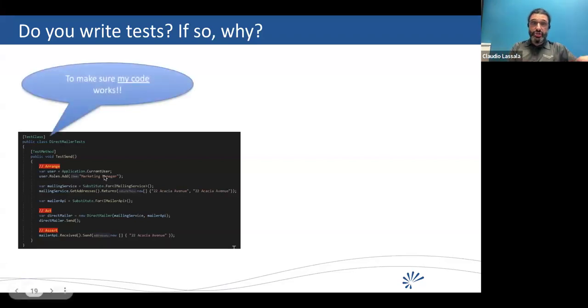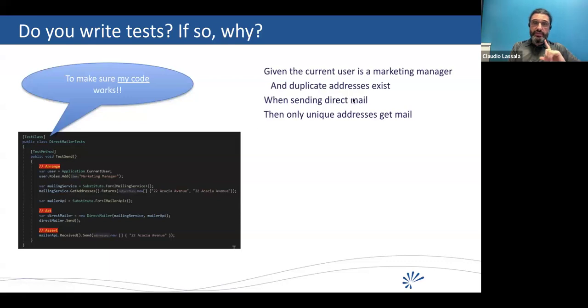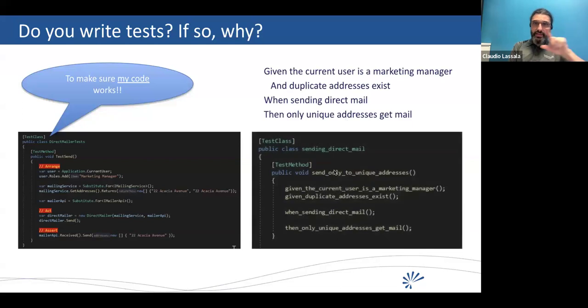Like all the braces and the semicolons and all that, it's kind of fuzzy. Well, that test has come from that acceptance criteria, so why not write the test with that same format? On the right here, it's still the same test, right? Given the current user is a marketing manager, duplicate addresses exist. The actual implementation of the test is further down in that file. Why is that important? Because somebody who's non-technical can read this and immediately understand the context of what we are trying to achieve here.